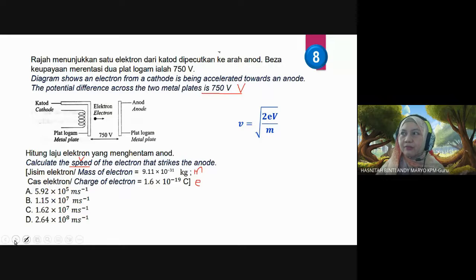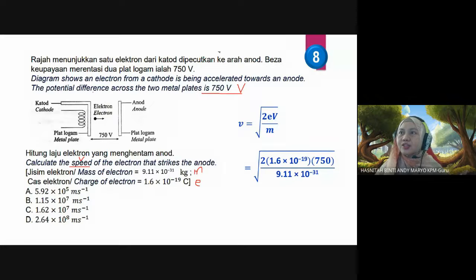So you write the formula. This is the substitution. Make sure you substitute correctly. 2, this is e, given as 1.6 times 10 to the power of negative 19, and this is the potential difference, 750 volt. m is the mass of the electron, 9.11 times 10 to the power of negative 31. So it will give you 1.623 times 10 to the power of 7 meters per second.